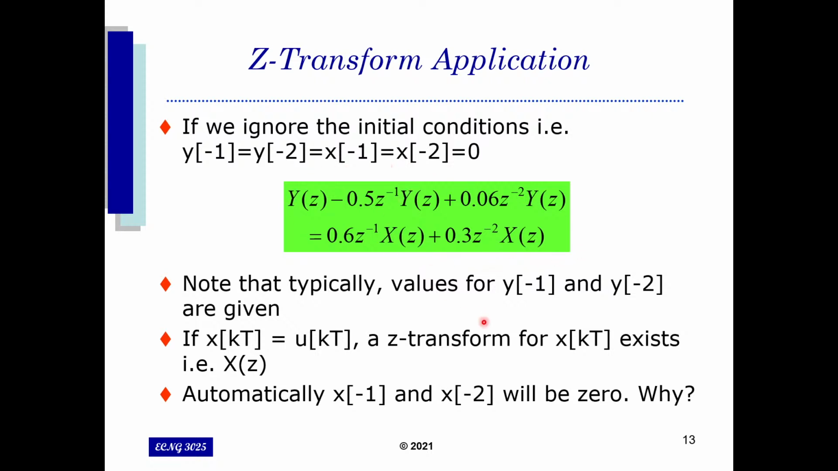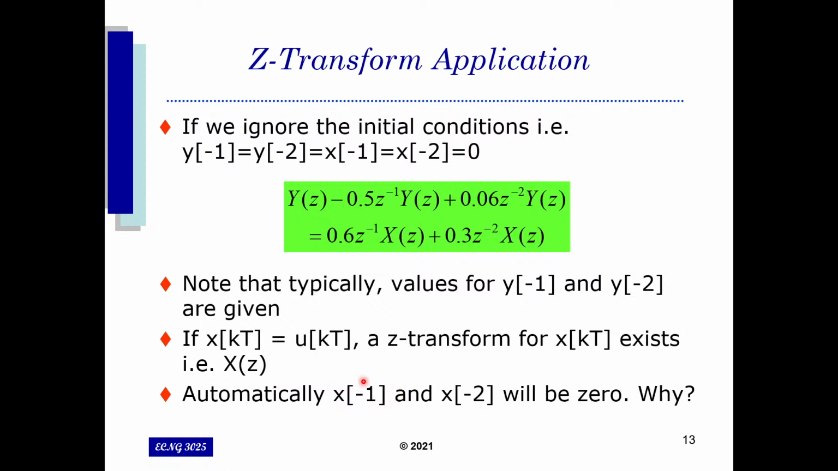So just remember, typically we do give values for y of minus 1 and y of minus 2 because these are output values as required. And in some cases, we do give you the values of x of minus 1 and x of minus 2. Now, there may be a case where you see that we give you values for y of negative 1 and y of negative 2, and we say x of kt is equal to u of kt. And because this is u of kt, the unit step, that means an equivalent Z transform to the unit step exists. So that means we're able to transform x of kt into x of z.